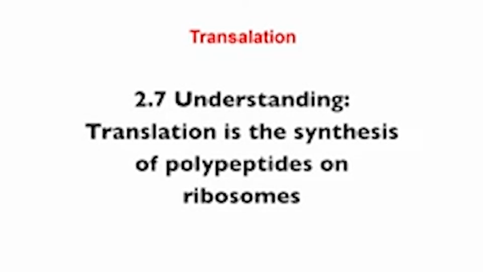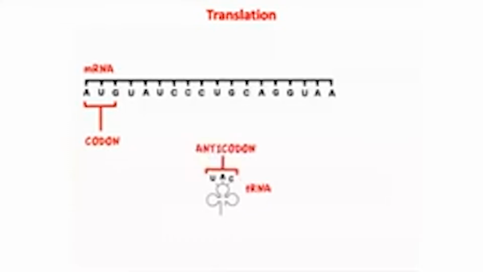Translation is the second stage of protein synthesis where a piece of mRNA is used to create a polypeptide chain. Firstly, let's go over the key terms. Remember that mRNA or messenger RNA is made up of codons. tRNA or transfer RNA has an anticodon on it, and the anticodon defines the amino acid carried by the tRNA.